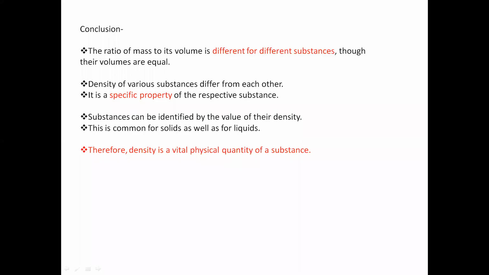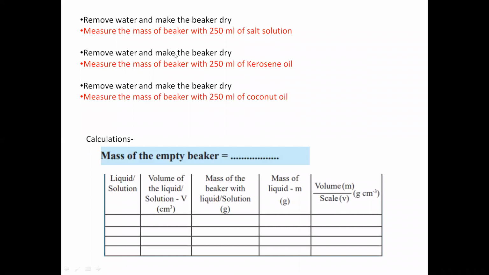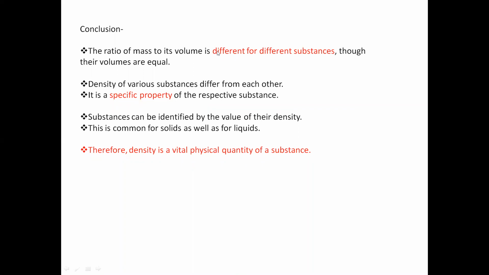Okay, this is the conclusion for the activity you have done here. After filling this column of the table, you can find the ratio of the mass to its volume. The ratio differs from substance to substance. That means one value is for water, another for kerosene oil, another for coconut oil, and a different one for the concentrated salt solution. You know the volumes are equal, but the masses are different.